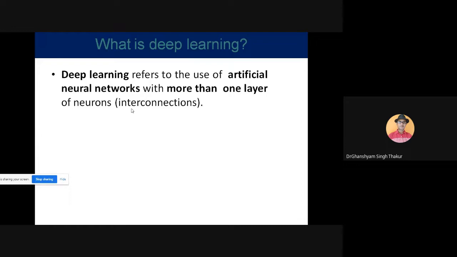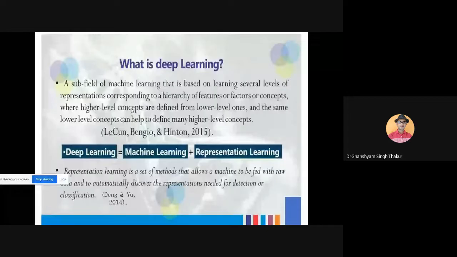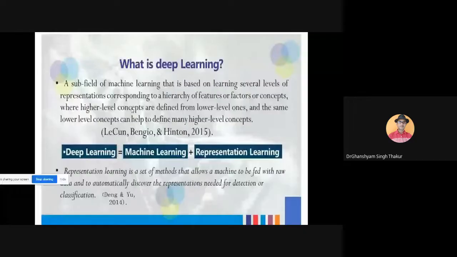So that the information processing for supervised or unsupervised feature extraction and transformation, and for pattern analysis and classification. It typically uses deep learning artificial neural networks. It is a subfield of machine learning that is based on learning several levels of representation corresponding to a hierarchy of features or factors or concepts, where the higher level concepts are defined from lower level ones, and the same lower level concept can help to define many higher level concepts.